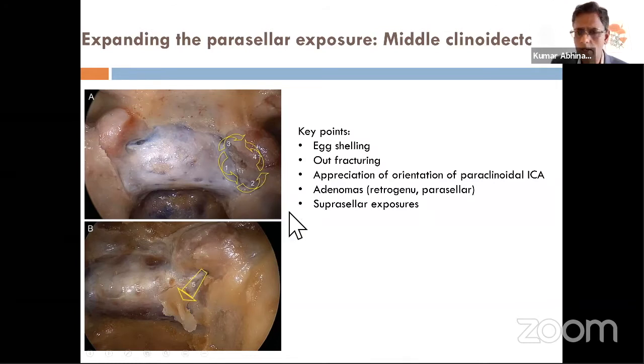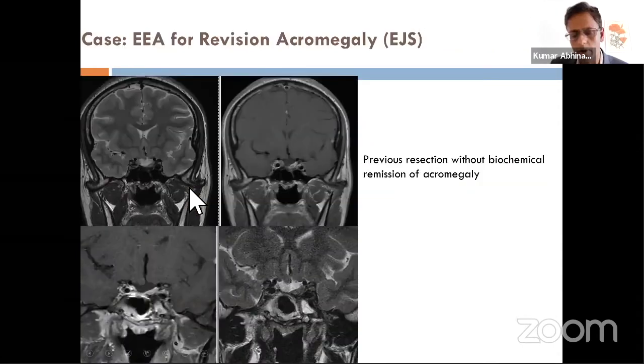So this is a case from the very beginning of my time here. This was a young woman who hadn't gone into biochemical remission after a previous excision of an acromegaly lesion. I think she even had a PET scan in Cambridge, and you can see a clear focus of the disease on the right side. And these are post-resection images. Her 3-month hormonal panel is now normal.